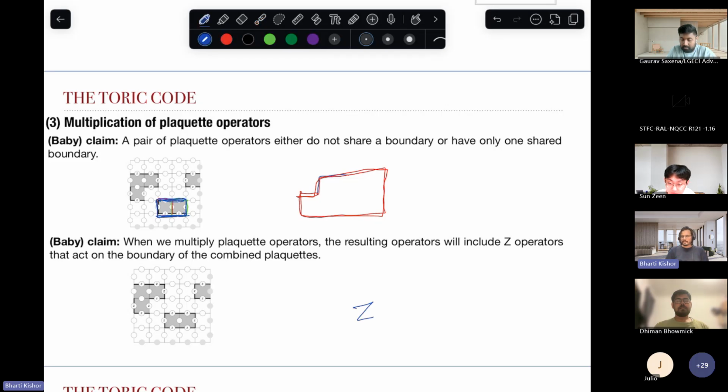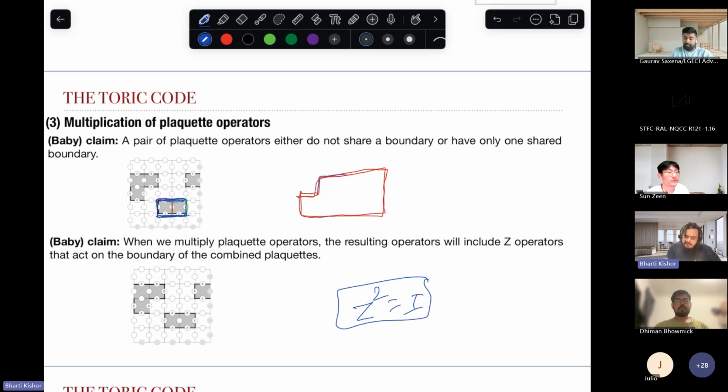The reason is that Z times Z, Z squared, is identity. So whatever is the common boundary, when you act with Z two times, it just vanishes. So the size of the plaquette just increases. Okay, so I hope this makes sense.